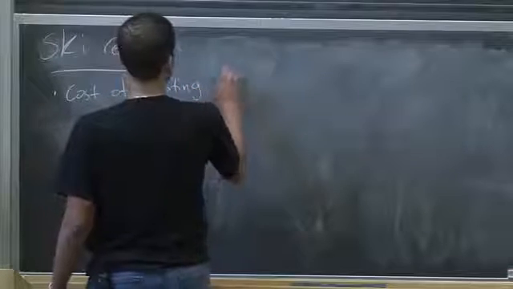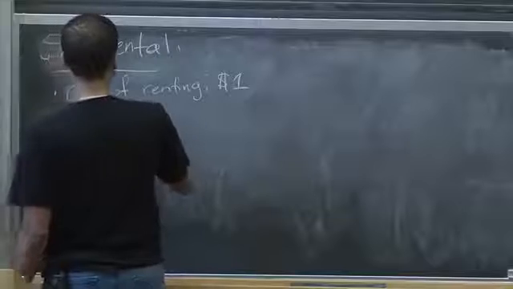So cost of renting is $1. Cost of buying is $B.